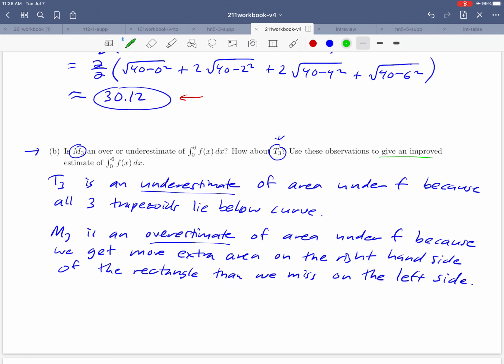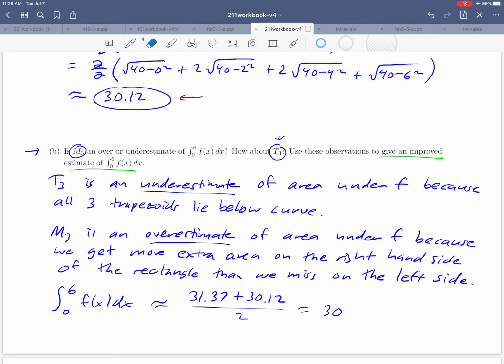could we use that observation to give an improved estimate of the integral? Well, kind of what I'm thinking there is if T3 is an underestimate and M3 is an overestimate, maybe we could average the two to balance our error out a little bit. So an improved overall estimate of our integral would be just to average the two. Okay, so I'm going to take the 31.37 and the 30.12, add them up and divide them by 2, and we're going to get 30.75. That's a slightly better estimate of the area than the previous two that we had.